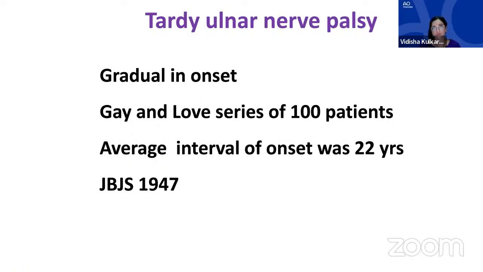Patients may present with tardy ulnar nerve palsy when there is progression of the cubitus valgus and with more severe deformity. Usually this tardy ulnar palsy is gradual in onset. Gay and Love, in their series of 100 patients of lateral condyle nonunions, found that the average interval of onset of ulnar palsy was around 20 years. This is published in JBJS 1947. Usually the motor loss is the first to occur and then the sensory involvement.